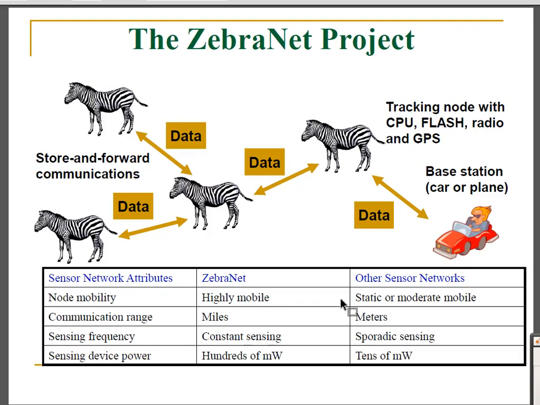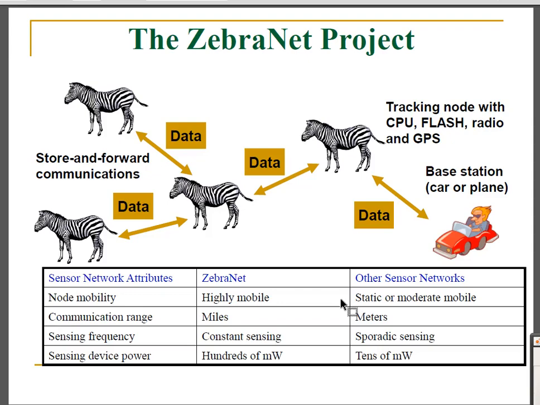All right, and here we can see the comparison between ZebraNet and the other sensor networks. In terms of node mobility, ZebraNet has animals, they are moving very fast, right? So in this case, the network is highly mobile. But compared to the other sensor networks, they might be static or moderately mobile, not very highly mobile. The communication range can go to miles, while in the other networks maybe only to meters.